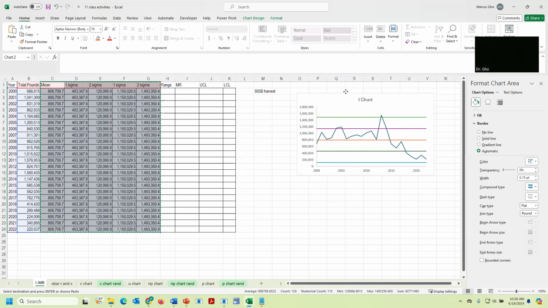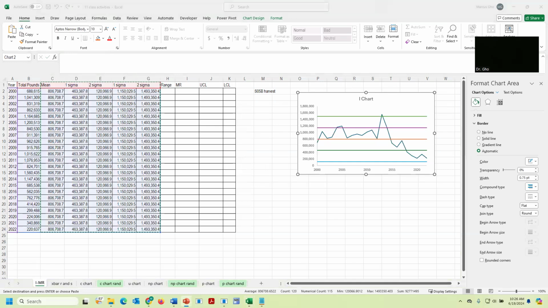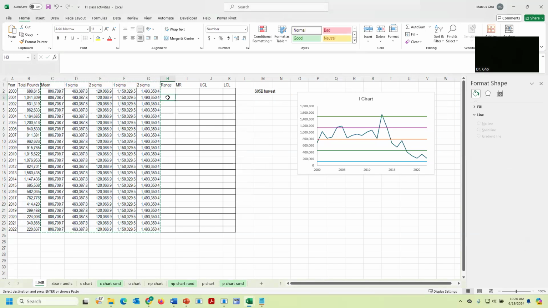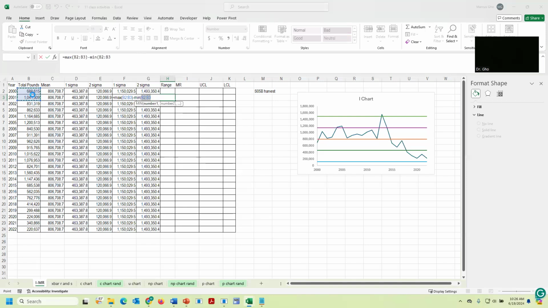Let's look at the MR portion of the chart. The moving range, this is where the values come from. To do that, I'm going to put in a few formulas over here. But before I do that, let me say there's a couple of ways to get the range. One is you could do the max of these two minus the min of those two, and that will give you the range. The range is the difference between the largest and the smallest values.